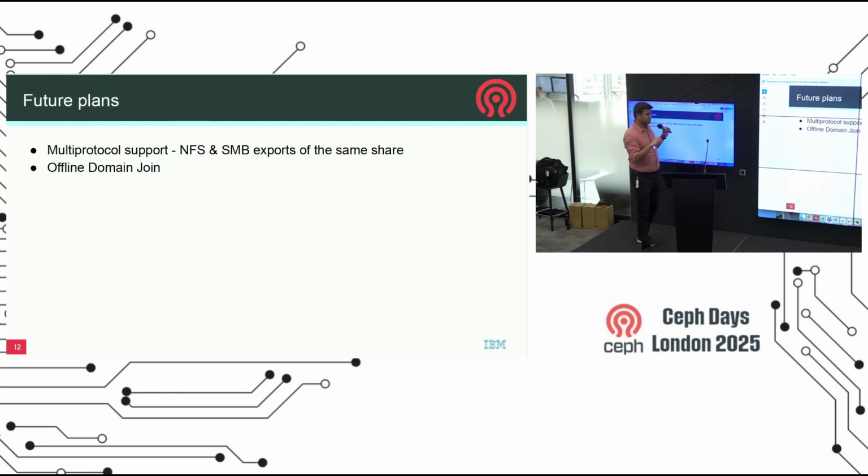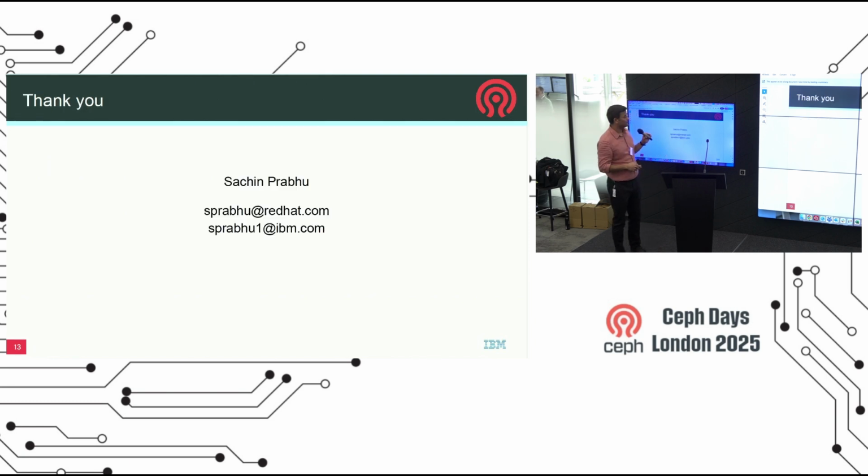And finally, multi-protocol support. This is at a very early stage. There are a lot of roadblocks to this, but we have started a conversation to see whether we can export NFS and SMB. We can export the same volume over NFS and SMB at the same time, but this is right now very early. We are not sure if this will happen, or how much time it would take to implement this particular feature.